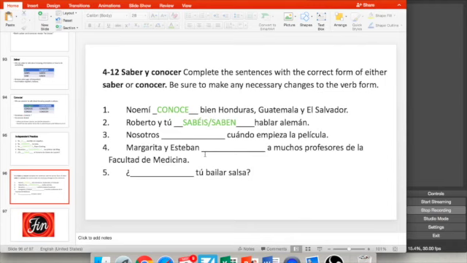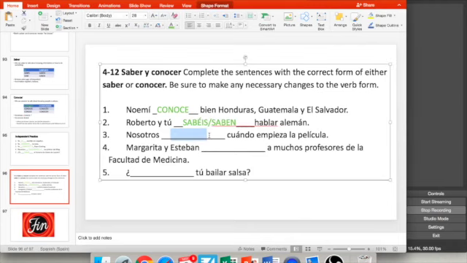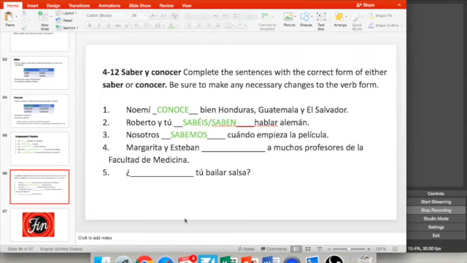Number 3, nosotros blank cuando empieza la película. So we know when the movie begins. Do we know information, people, places, or how to do something? In this case, we know information. So saber or conocer? Good, saber. And the saber form to go with nosotros should be, aha, very good, sabemos. Excelente. Okay, our last 2, I want you to take a moment, pause your audio, and give these a try.